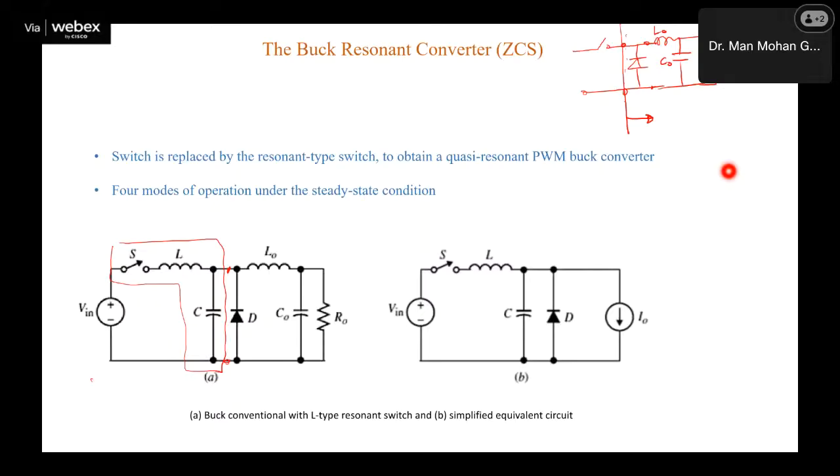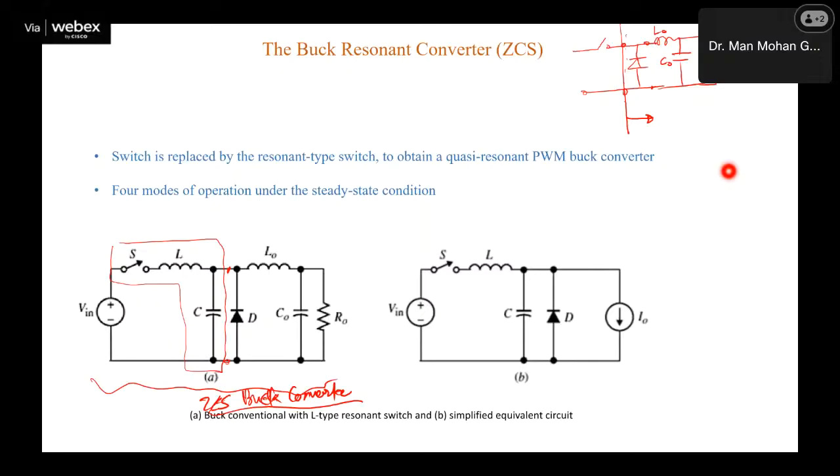Now this is our ZCS buck converter. Now, in order to simplify this, actual will be like this only. Actual will be this circuit. But in order to simplify this, we do some assumptions. What assumptions do we do?